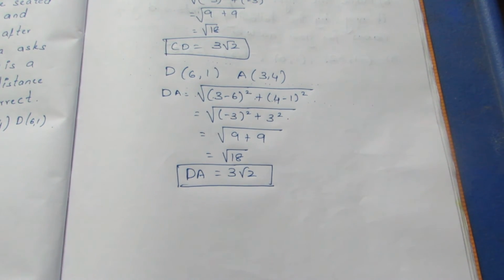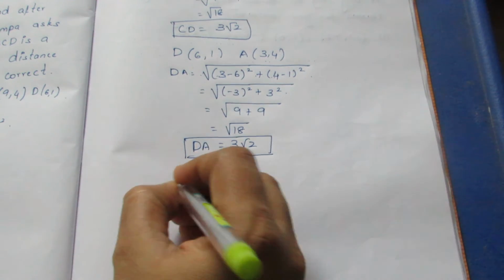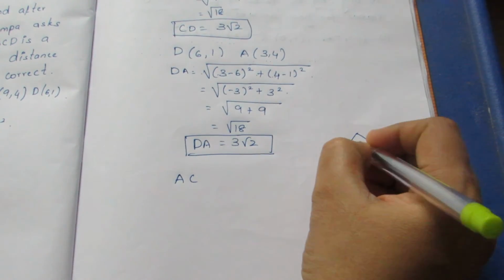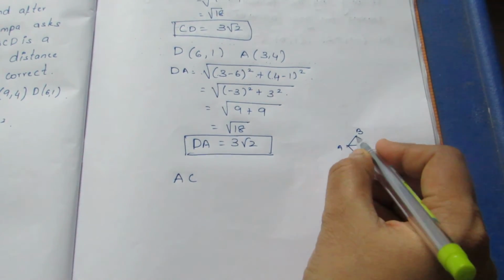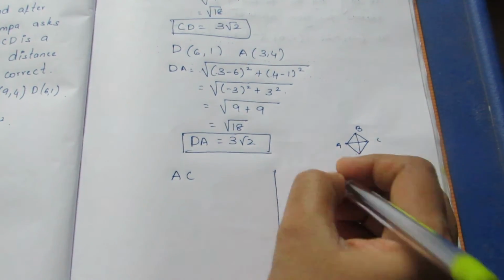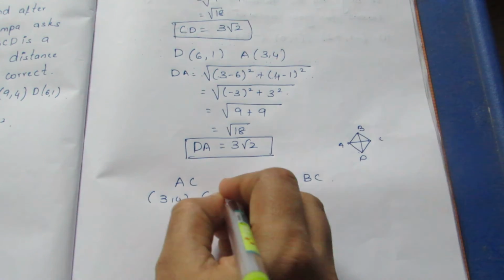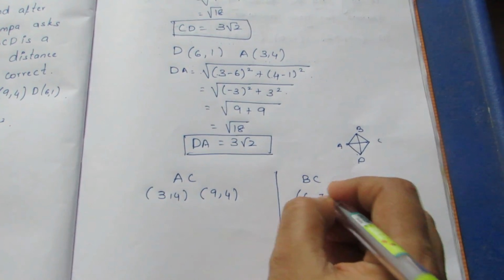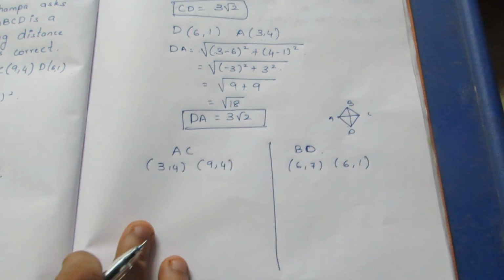Now we have found all the sides are equal, but we can't say it is a square just because all sides are equal, because in a rhombus also all sides are equal. So now we will find the length of the diagonals by using the distance formula. The diagonals are AC and BD. First we will find AC as well as BD. For AC the points are A 3 comma 4, C 9 comma 4, for B 6 comma 7, for D 6 comma 1. We will find both together.